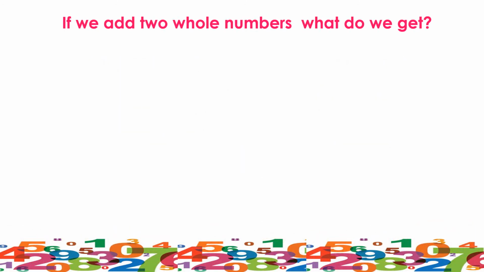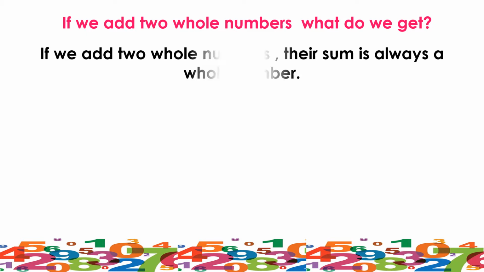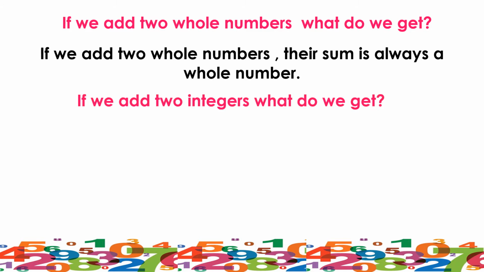If we add two whole numbers, what do we get? If we add two whole numbers, their sum is always a whole number. Now, we have to check whether this property is true for integers or not. Closure under addition. If we add two integers, what do we get?